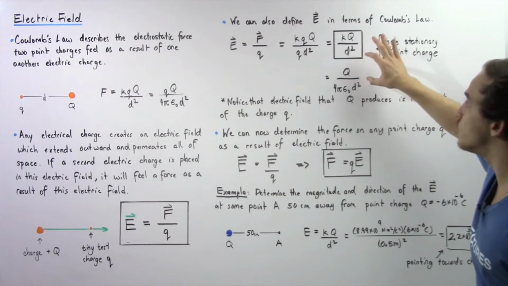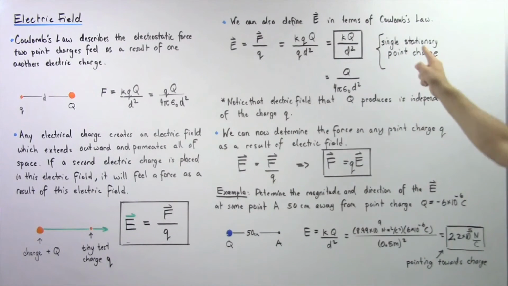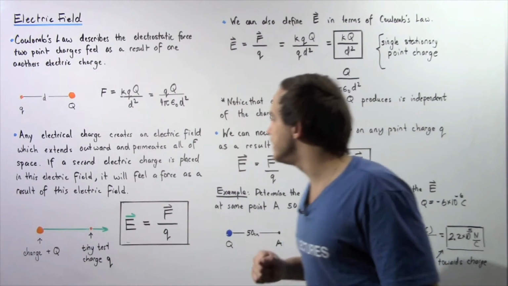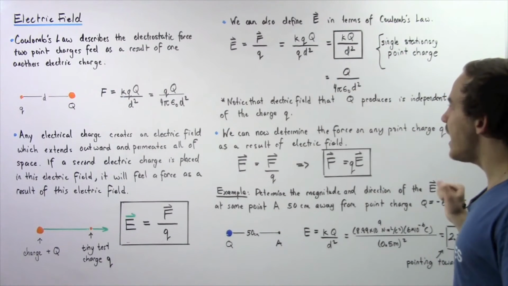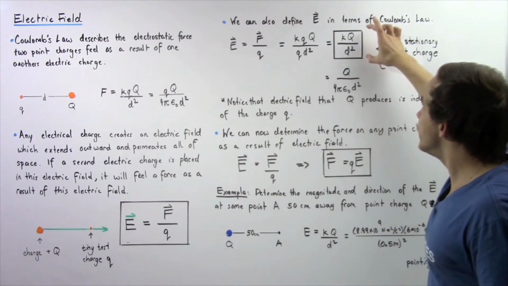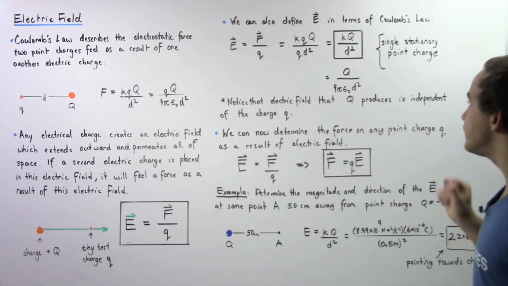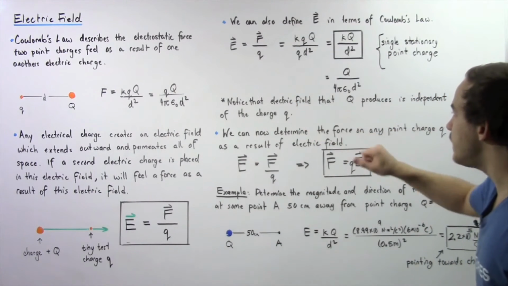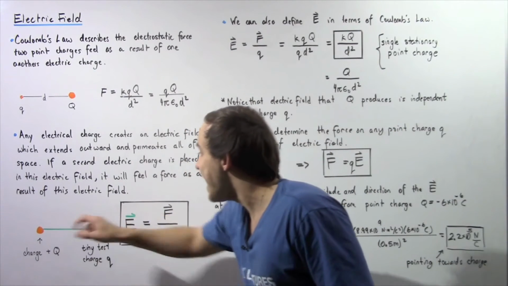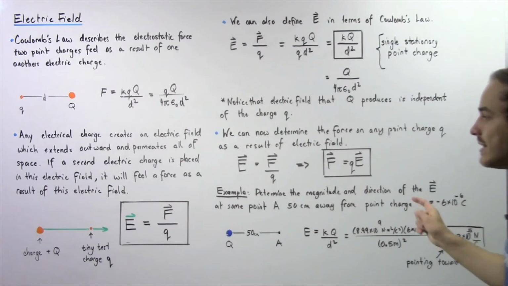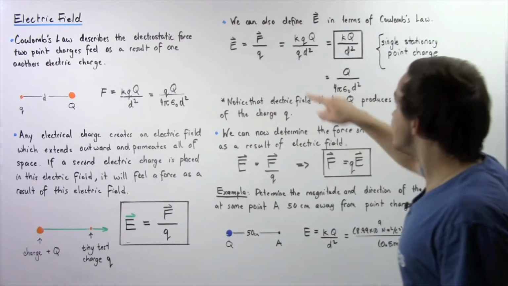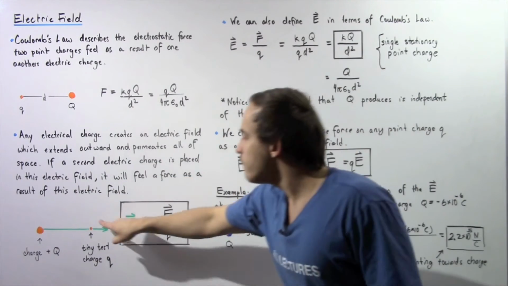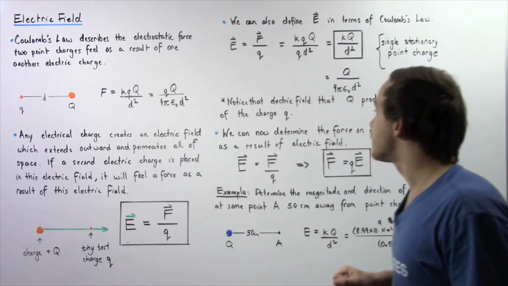So this is our equation for the electric field for any single stationary point charge as described in the following case. Now notice in both of these equations the lowercase q does not appear. So that means that the electric field that this charge creates does not depend on the charge of this point charge. So this E is independent of what this charge creates.